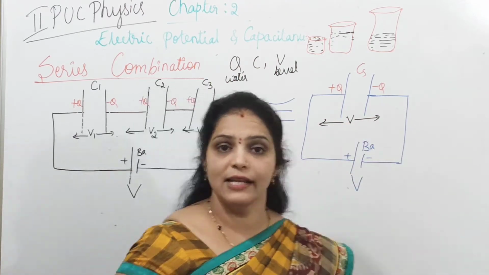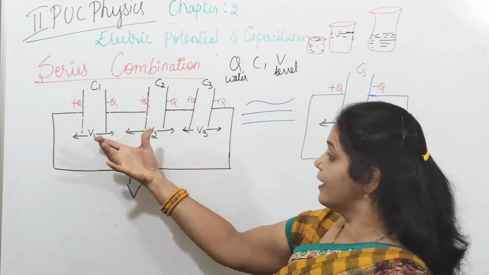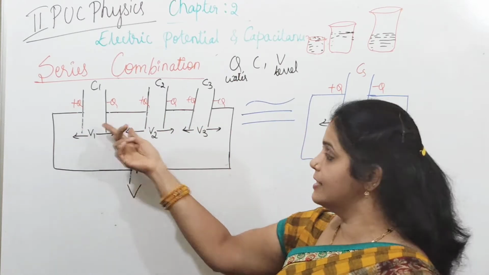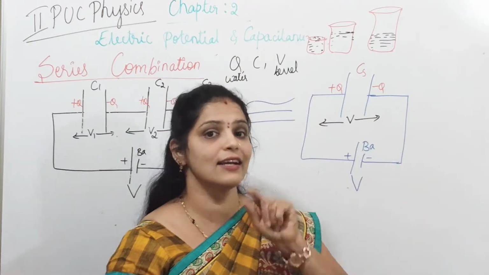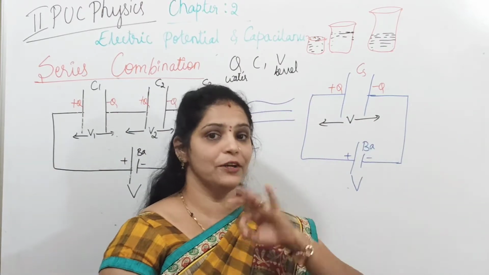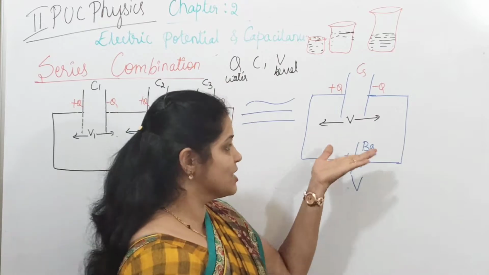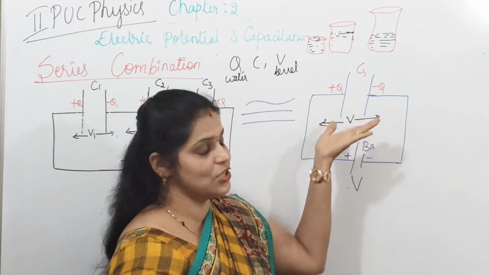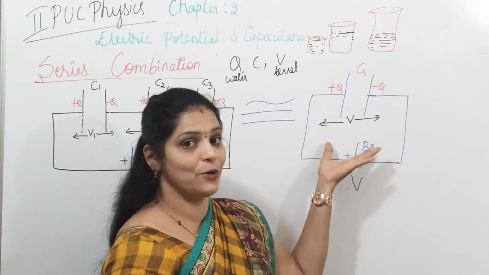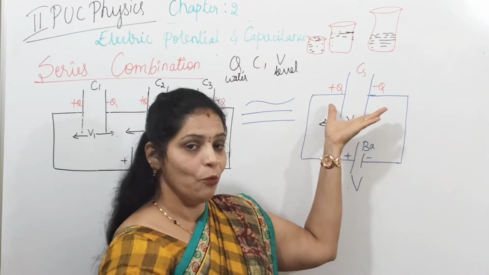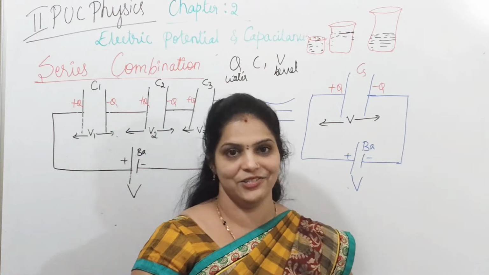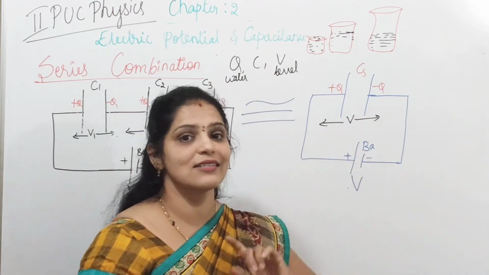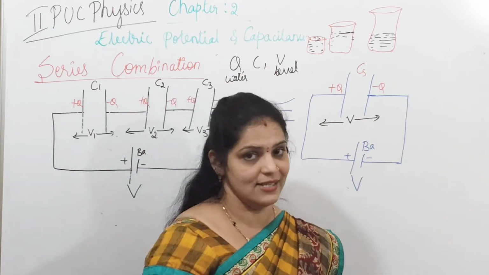So when we add these three together, it is equal to the battery voltage, whereas here the single capacitor, even if it holds the same amount of charge, its potential difference increases to the battery voltage. Its potential difference means voltage. Voltage across this capacitor will increase to how much? Battery voltage. So that single capacitor is called the equivalent capacitor.